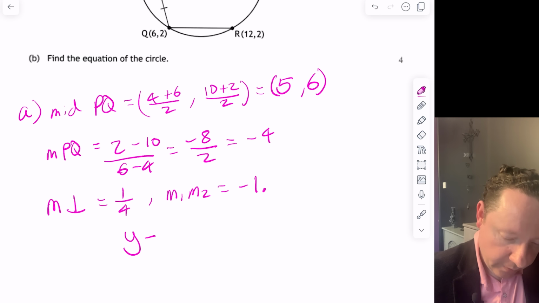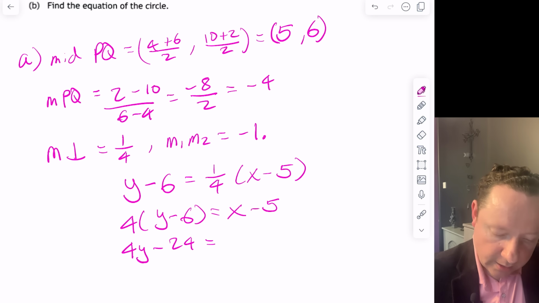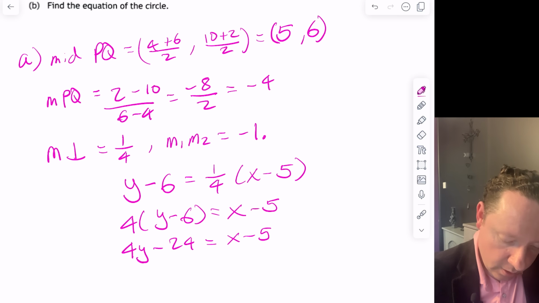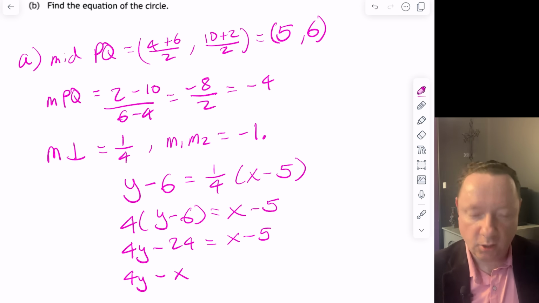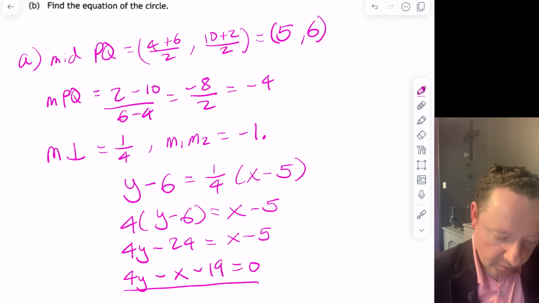So now I can do my equation. y minus b, that's 6, equals 1/4, x minus 5. Take the 4 up to the other side and get x minus 5 on this side. So that's got 4y minus 24 is x minus 5. Leave it in any form you want, but I'm going to do 4y minus x and just take the 5 over. Minus 24 plus 5 is minus 19, and that'll equal 0. And that'll be fine for that one.